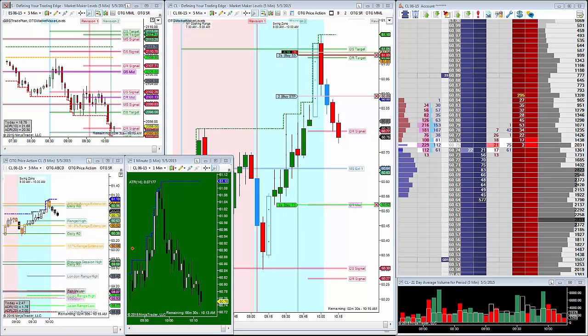Let's go ahead and protect 20 ticks here at 84 on the remaining. I'm going to go ahead and protect 20 ticks on the remaining balance here to 84.